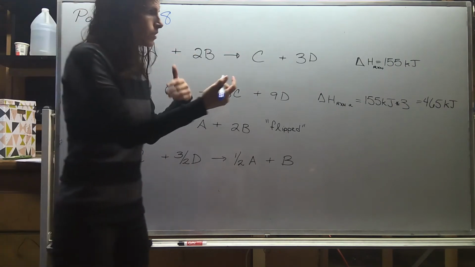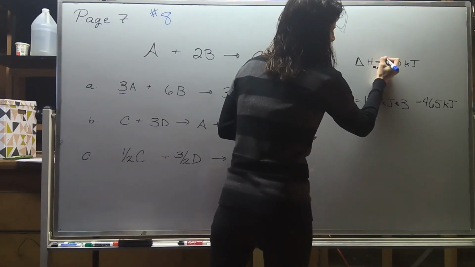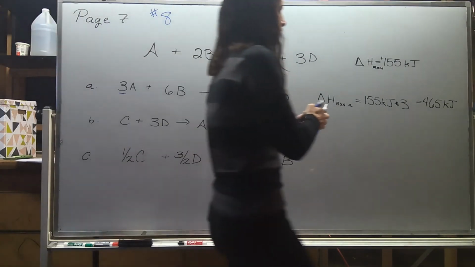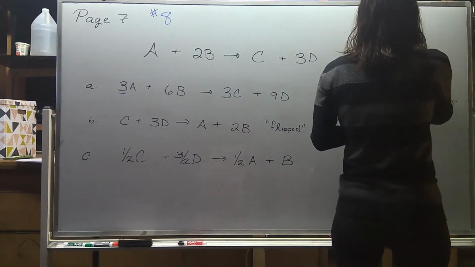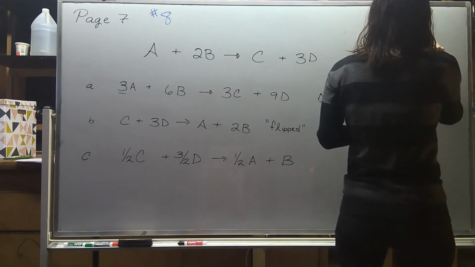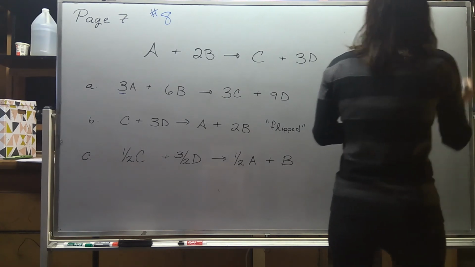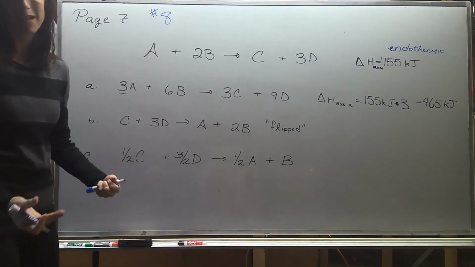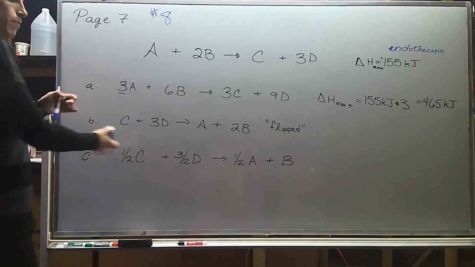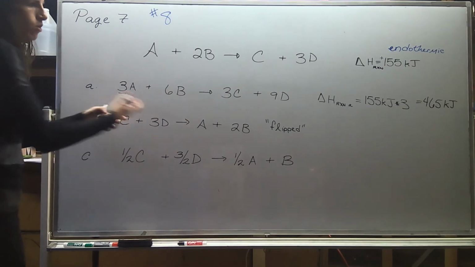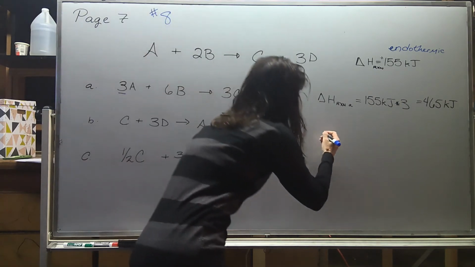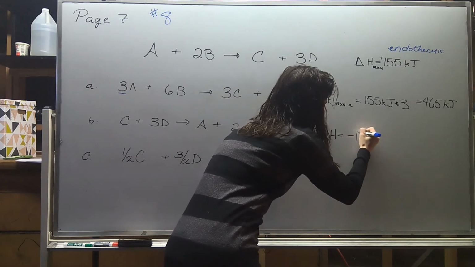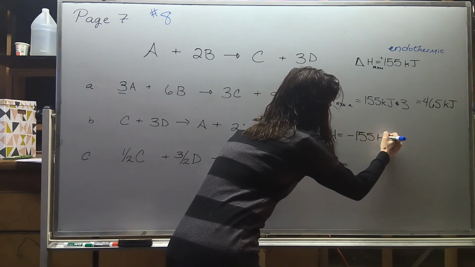Basically, to give you some background on it, this is positive right here, right? So that means that this is an endothermic reaction. However, when we reverse an endothermic reaction, it becomes exothermic. But the big takeaway for this type of problem is if you notice something's flipped, you're going to change the sign. The quantity is going to be the same, but we'll do negative 155 kilojoules here.